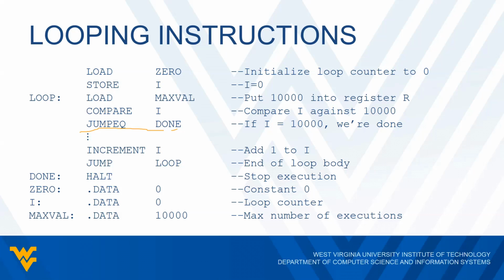But if it's not true, we're going to move on to the next instruction, and it's going to be whatever we want to do inside the body of the loop. We have our increment I instruction, so we're going to add 1 to I, and then jump loop is going to have us come back to the instruction labeled loop, and we just keep repeating this until I becomes 10,000. And then at that point, we'll jump over to done, and then we see that we have a halt, so we would stop executing.